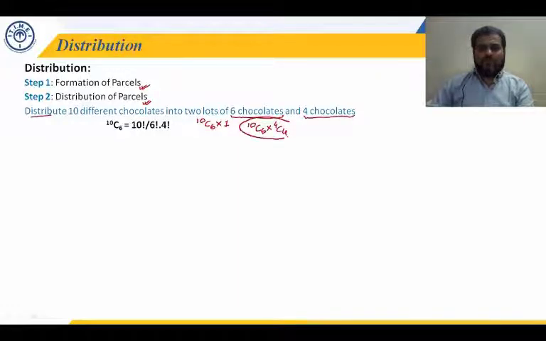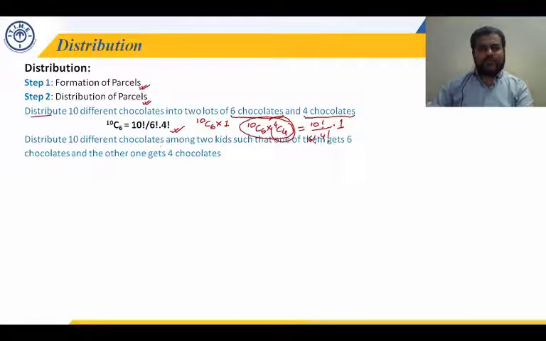Now, when you put the formula like this, 10 factorial by 6 factorial into 4 factorial, and 4C4 is nothing but 1. So this is what you get: 10C6 is nothing but 10 factorial by 6 factorial into 4 factorial. Fine.